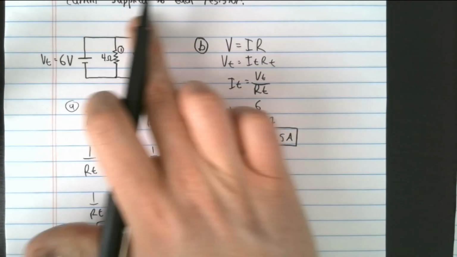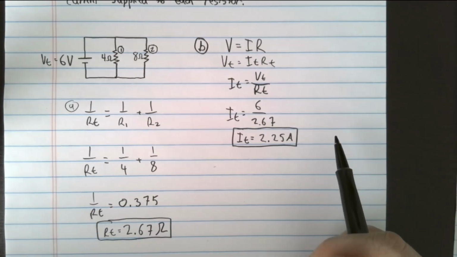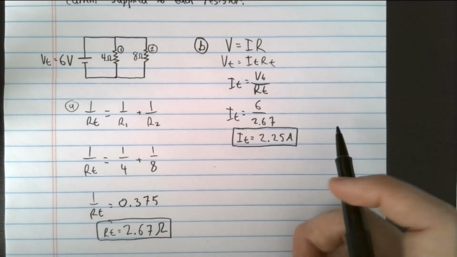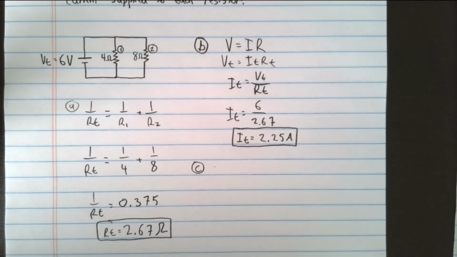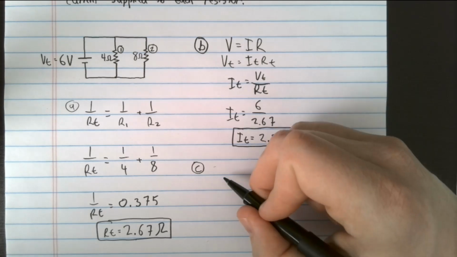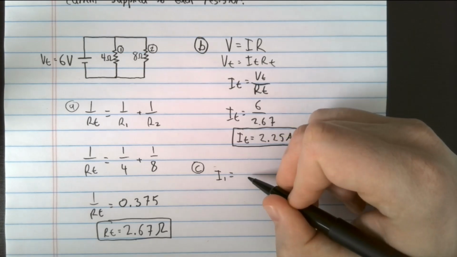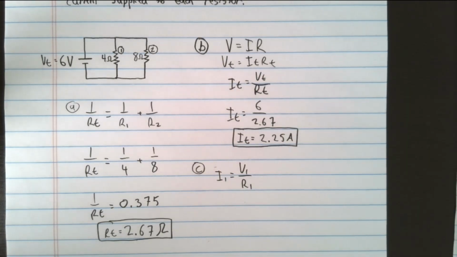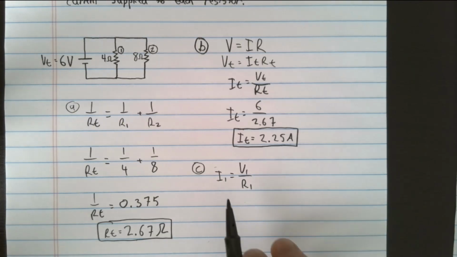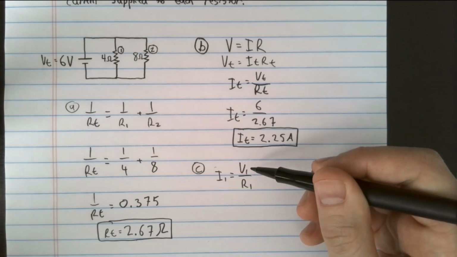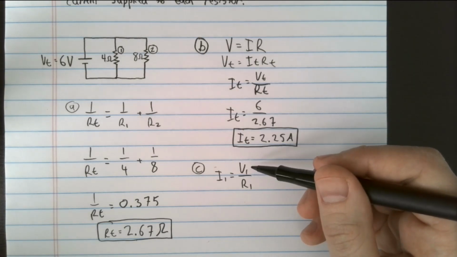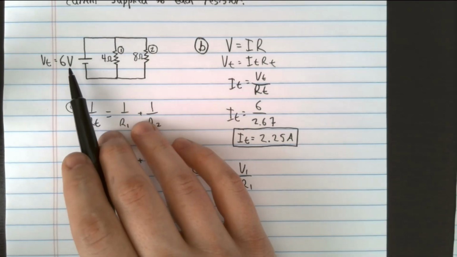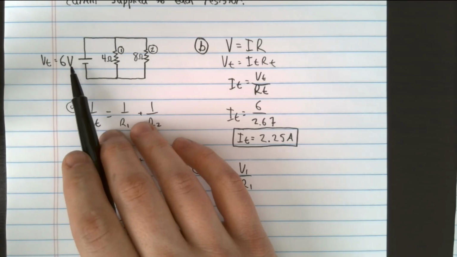Part C, calculate the currents applied to each resistor. Once again, we'll use Ohm's law. Might not be clear right away, but you'll see why. If we look at the equation we just used, I'm just going to write it in the form of resistor 1. So instead of IT equals VT over RT, I'm writing I1 equals V1 over R1. You might think that we have a problem here. I'm trying to calculate I1. I don't have voltage 1. But actually, I do. This 6 volts is actually the voltage for the whole circuit.